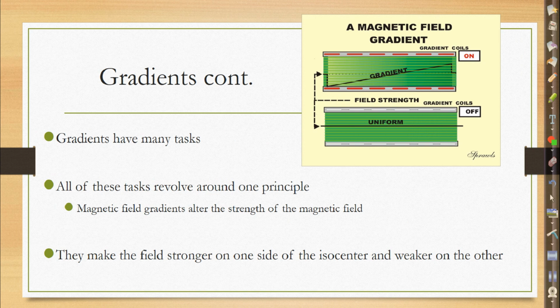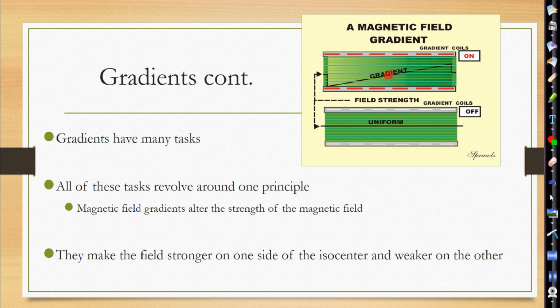All right, so this is just saying that gradients have many tasks. But all these tasks revolve around one principle, and that's to alter the field strength, our magnetic field strength, B sub 0. Before our gradients are turned on, we have a very uniform field strength. So you can write next to this 42.57 precessional frequency, megahertz. But the only time it's 42.57 on the diagram above is right at the middle, and that's what we call isocenter.